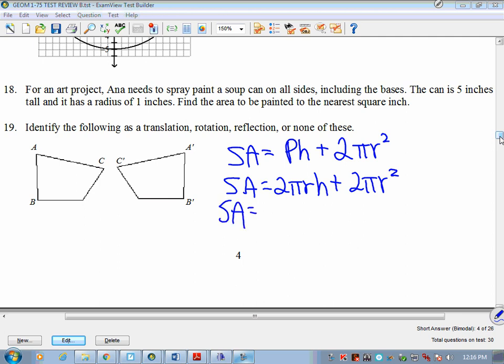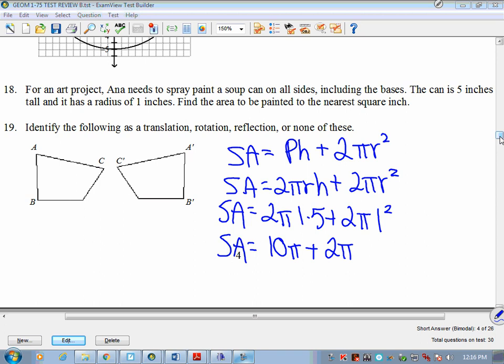So surface area here is 2 pi, my radius is 1, my height is 5, plus 2 pi 1 squared. I'm going to leave this in terms of pi for as long as I can. So I get 10 pi: 1 times 5 is 5, times 2 is 10, plus 2 pi. So what I'm plugging in my calculator is 12 pi. 37.37. To the nearest whole should be what? 38. 38 inches squared.